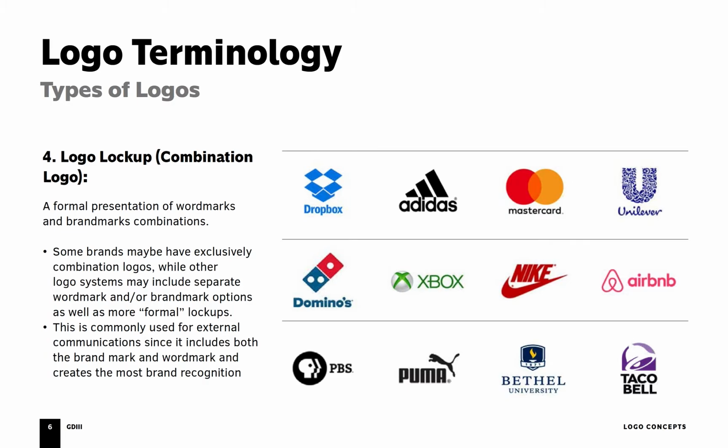Some brands may have exclusively combination logos, like Bethel University never really separates, while other logo systems may include separate word marks and brand mark options, which is what I just mentioned. These combination logos are commonly used for external communication, since they include both the brand mark and the word mark, and that creates the most brand recognition. So again, it's all about brand recognition here. You want people to look at your graphic and immediately know the company, and an easy way to do that is to always use both, right? Like the name of the company and the logo. So here's some great examples of some logo lockups.